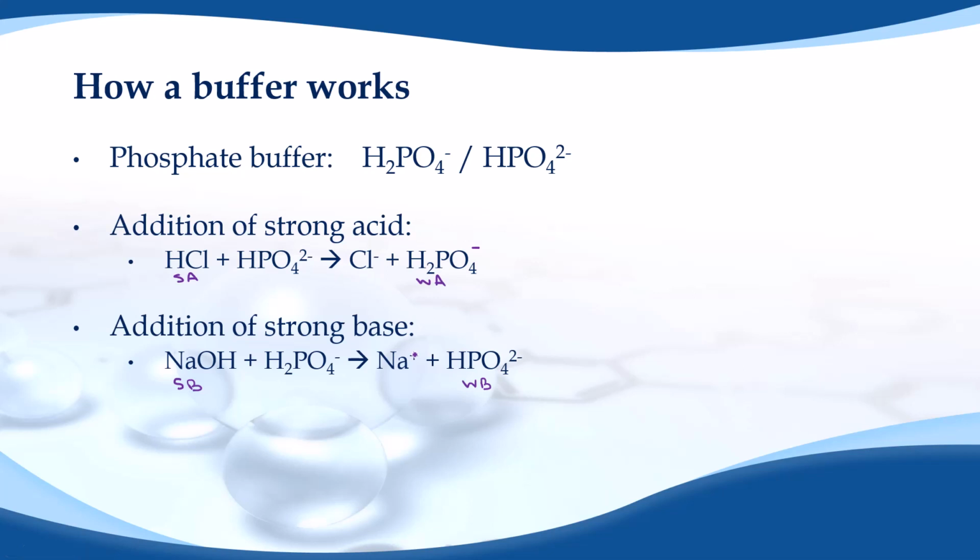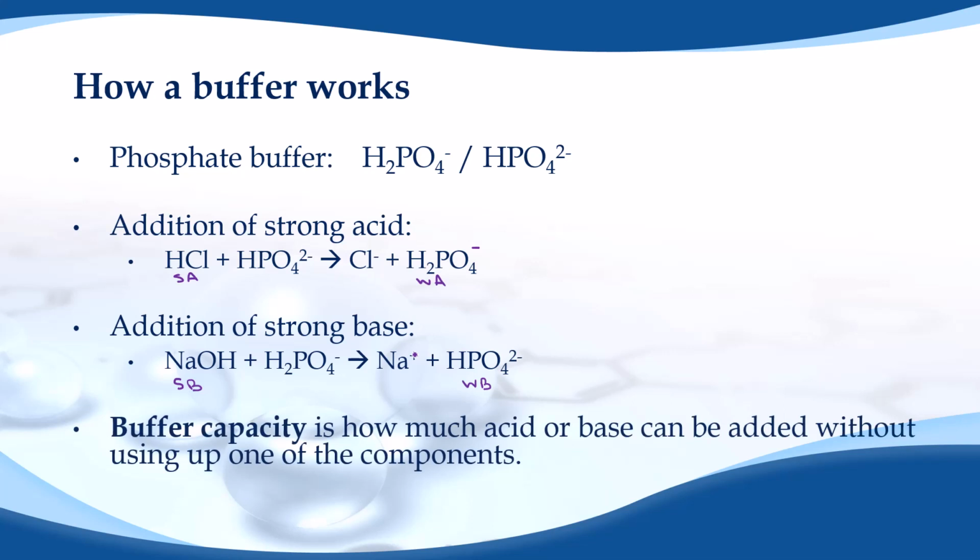Now, another important thing to know about a buffer is what's called buffer capacity. Capacity is how much acid and base it can react with before you use up one of the components. Because remember, a buffer only exists as long as both components are in the solution. Once one of them is gone, the buffer is broken. So capacity tells us how much there is. This is usually measured in moles.